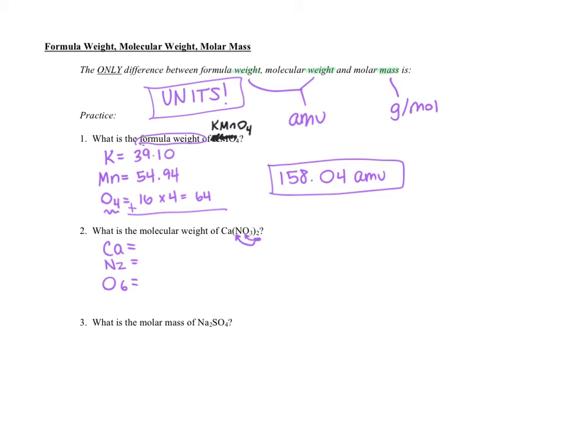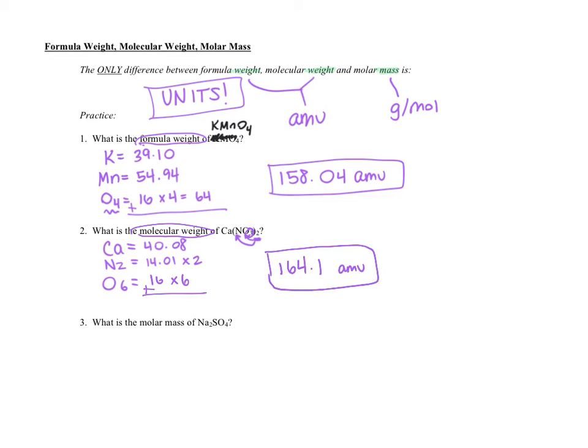Again, I'm going to look up their atomic masses on the periodic table. Calcium is 40.08. Find that right on the periodic table. Nitrogen is 14.01. I'm going to multiply that by 2 because the subscript of 2 is there. Oxygen again is 16, and this time I'm going to multiply that by 6 because it starts with a subscript of 3, and then you multiply that by 2. Then again, I'm going to multiply through and add them all together. I get a total of 164.1. In this case, it's asking for the molecular weight, which tells me my unit is AMU.